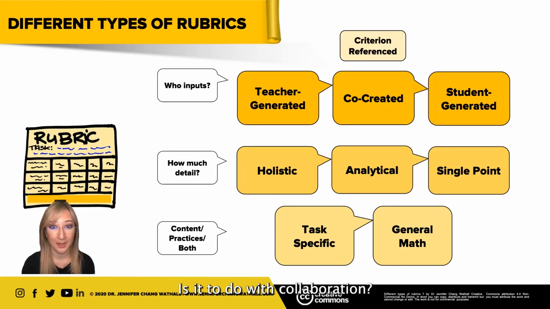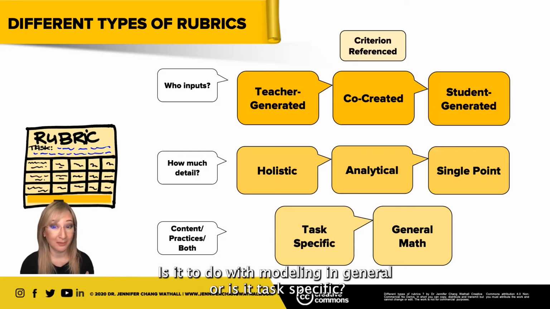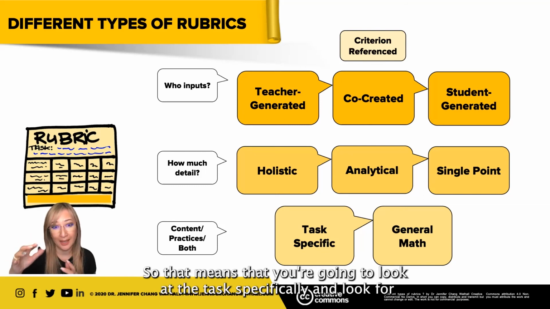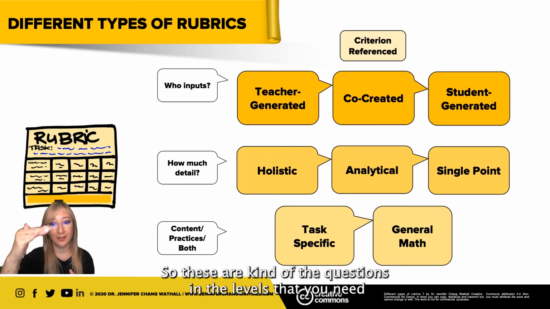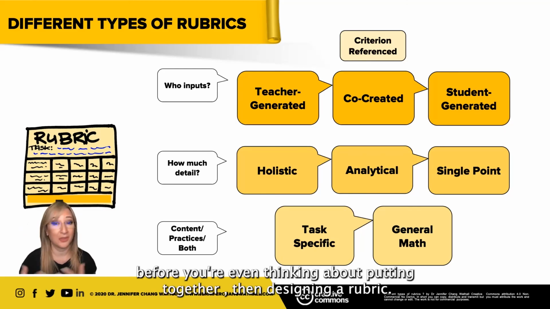Is it to do with collaboration? Is it to do with modeling in general? Or is it task specific? So that means that you're going to look at the task specifically and look for and identify success criteria based on the particular task. So these are kind of the questions and the levels that you need to ask yourself before you're even thinking about putting together and designing a rubric.